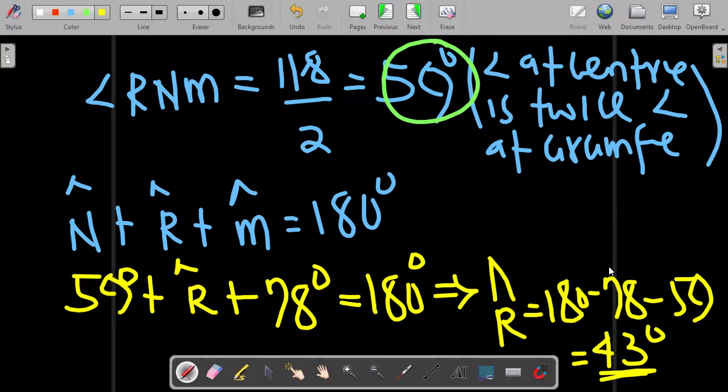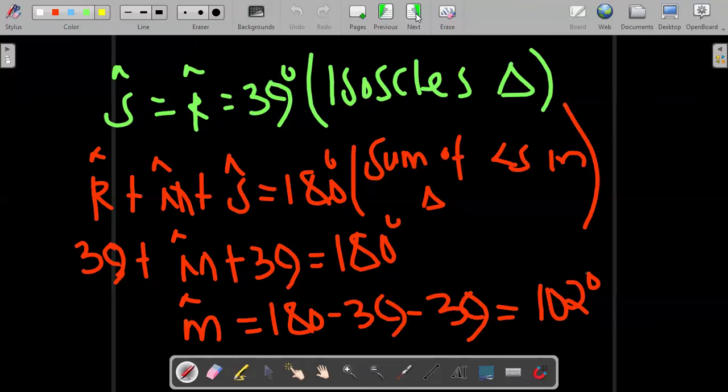That's not the final solution, 43 degrees. So write it. We started from here. Okay, write it. If you are through with this page, let me know so I can go to the next one.